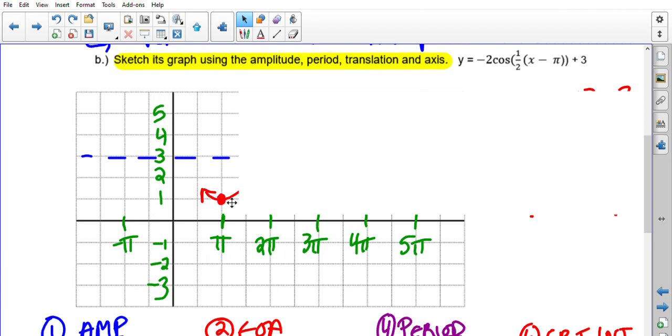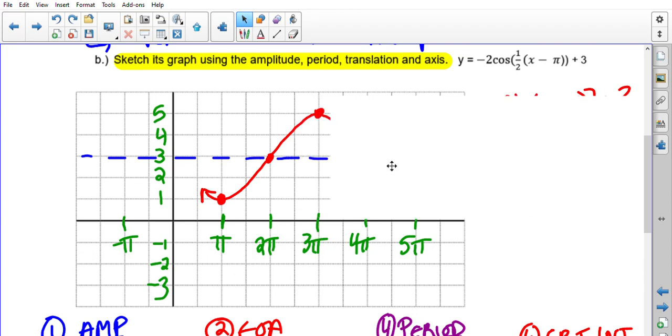We know we're starting at the minimum at pi and 1. Our critical interval is now pi, so I'm going to jump another pi. And I know cos, when it's reflected, goes from minimum to the equation of the axis. So my next key point is going to be 2 pi and 3. Then I'm going to jump another pi units, and now I should be at the max. And I know that max value is 5.